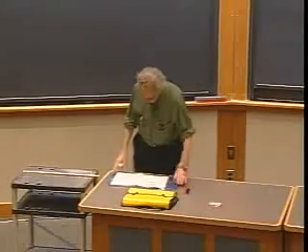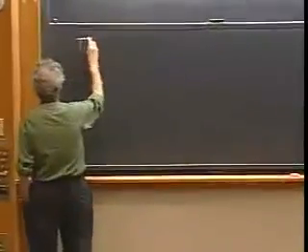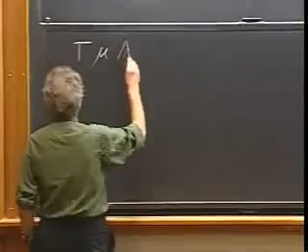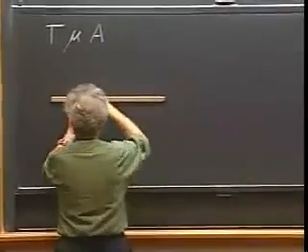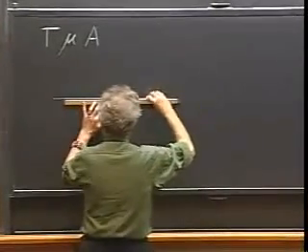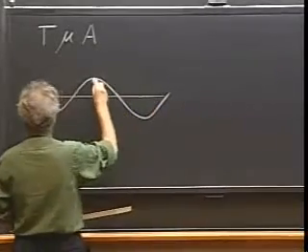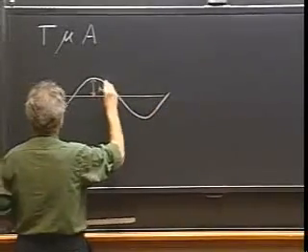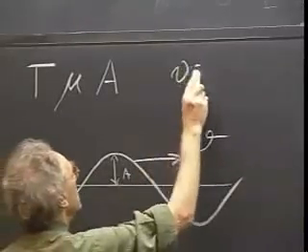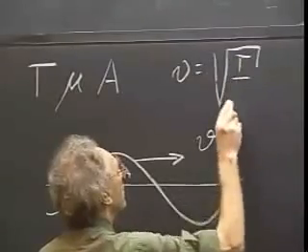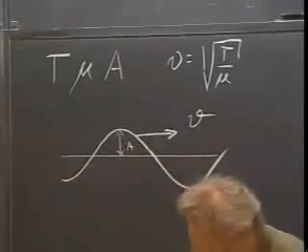I want to start with a traveling wave in a string. The string has tension T, mass per unit length mu, and let the traveling wave have an amplitude A. So here is the traveling wave, and this amplitude is then A, and the speed of propagation is v. And this v is the square root of T divided by mu. That follows from the wave equation, but I'm not going to address that issue now.